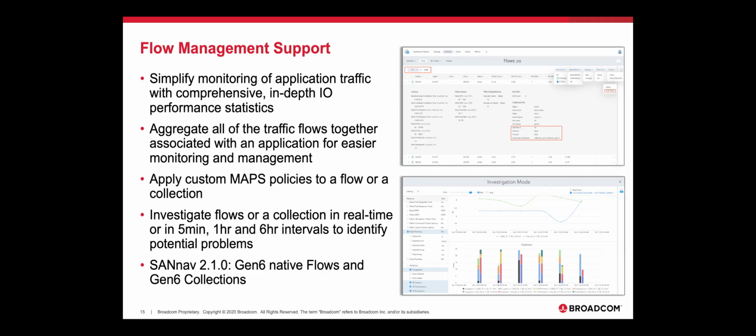So you can see the two pictures. The one on the top represents the flow inventory. And you can see here that I am looking at a Gen 6 SCSI flow that's automatically learned from FOS. So this is very different than BNA. In BNA, it was called Flow Vision. And this was for Gen 6, but you had to actually create these flows. In FOS 9.0 and SANnav 2.1, those Gen 6 flows are auto-learned by FOS and then streamed through Kafka streaming to SANnav. And then you can investigate these flows.